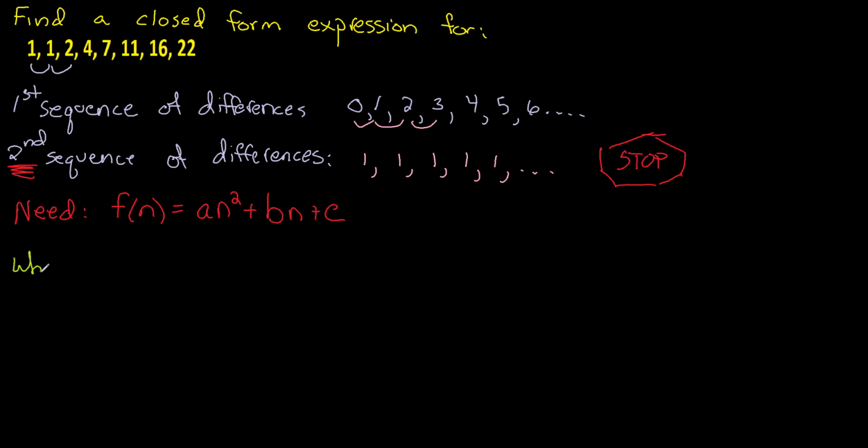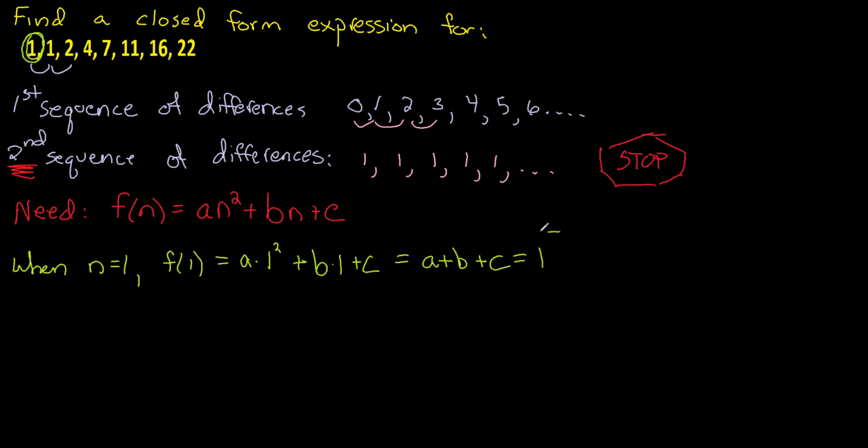When n equals 1, my little formula for the polynomial would be f of 1. If I plug in n equals 1, I would get a times 1 squared, which is just a, plus b times 1 plus c. That gives us a plus b plus c. But I also know what's going on when n equals 1: I'm supposed to get the first value of my sequence, which is 1. So I've got an equation, a plus b plus c equals 1.